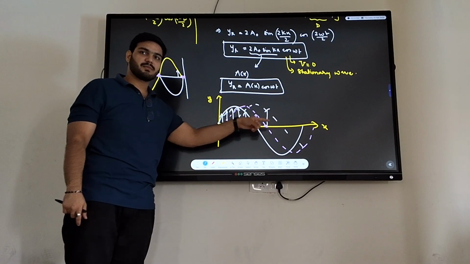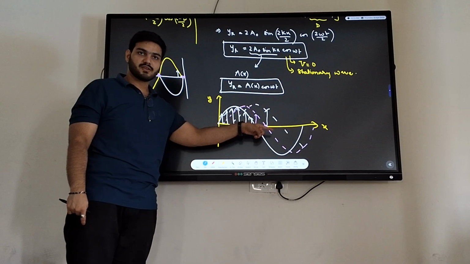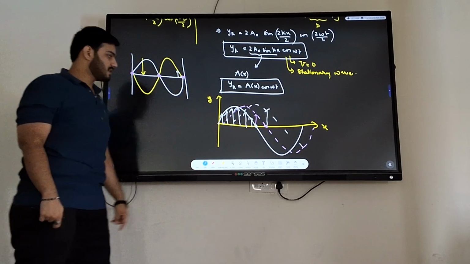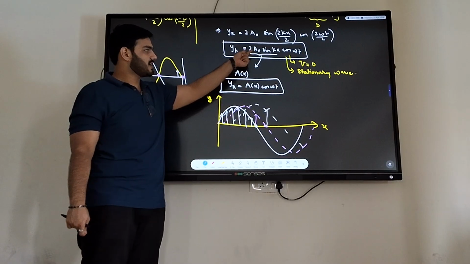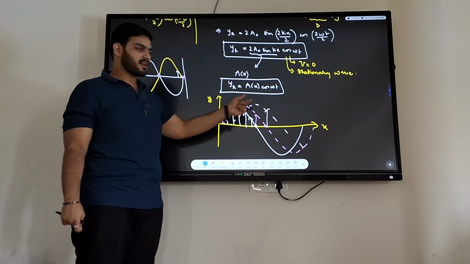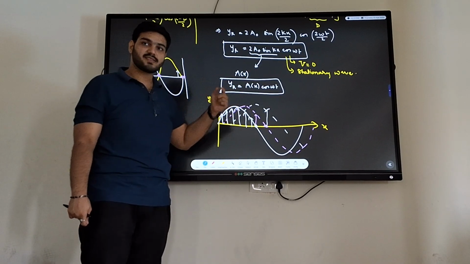You always have some kind of oscillation. Yes or no? First thing. Second thing, why did I write this A(x)? Why did I not leave it at 2A0? Why did I write it as A as a function of x?